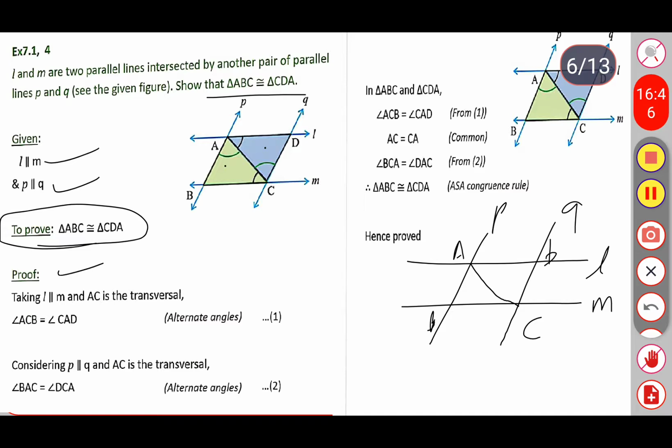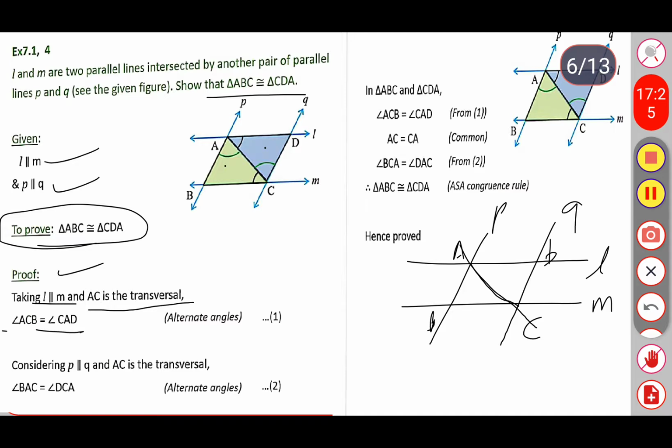Taking L is parallel to M, AC is a transversal. When the transversal passes through the parallel lines, it forms many types of angles. In that, one of the most common angles is alternate angles. Therefore here we are considering the alternate angles. Angle ACB is equal to angle CAD here.